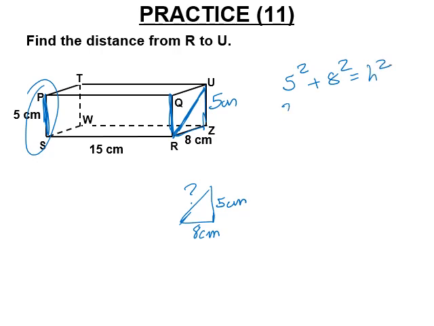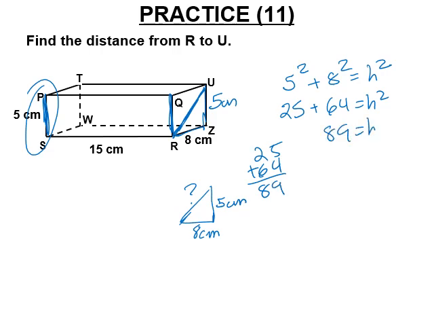So 5 squared is 25. 8 squared is 64. Now 25 plus 64 is 89. 89 equals h squared. Don't put in 89, right? It's the positive and negative square roots of 89. So I didn't say what to do, so you can leave it as your irrational square root if I don't say what to do. But let's understand this.